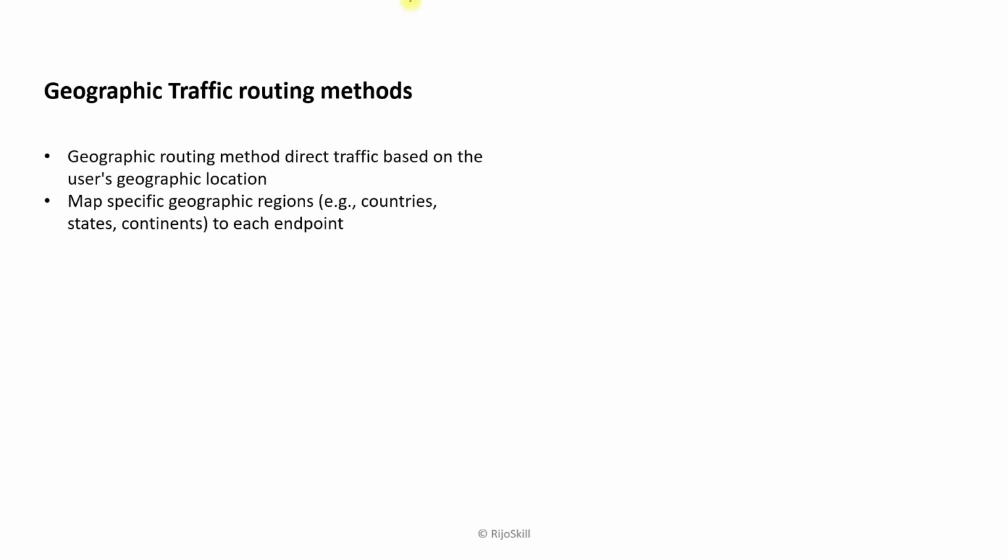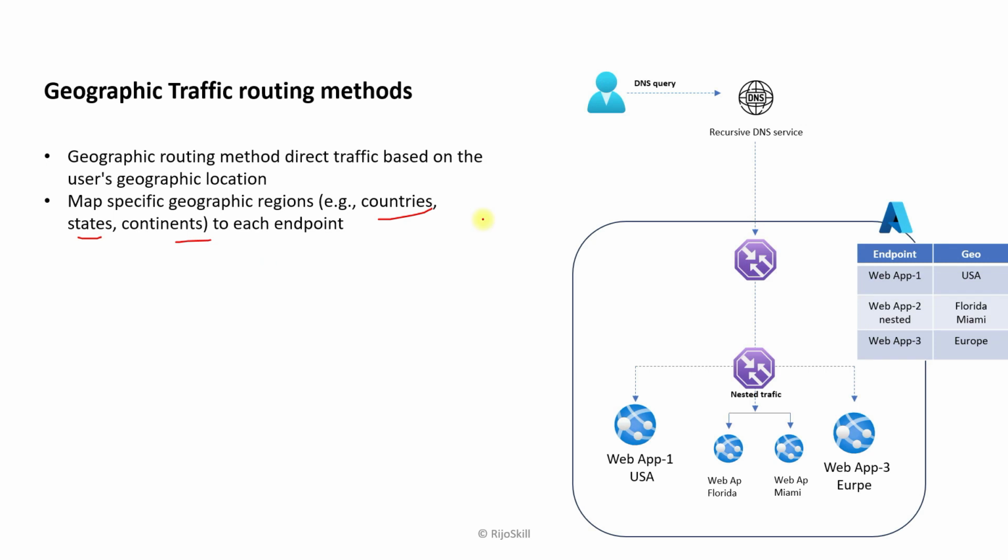You can map on a country basis, you can map on a state basis, or you can map on a continent basis for each of your endpoints. So here we will discuss the diagram. You can see here three web apps: web app 1, web app 3, and web app 2. But web app 2, you can see here, is Florida and Miami. Okay, so this user is coming from Florida, and needs to access something from your web application.